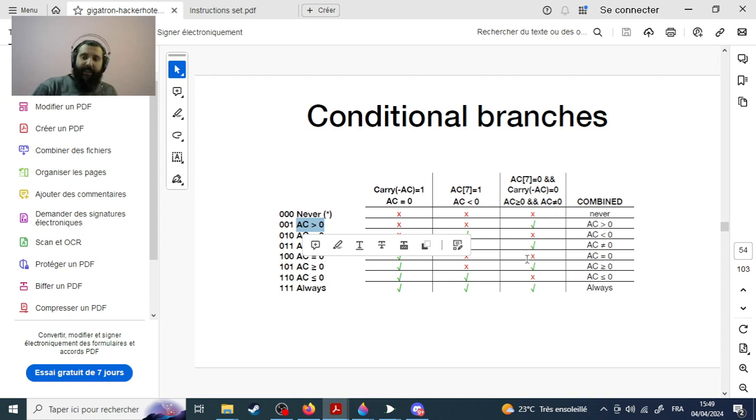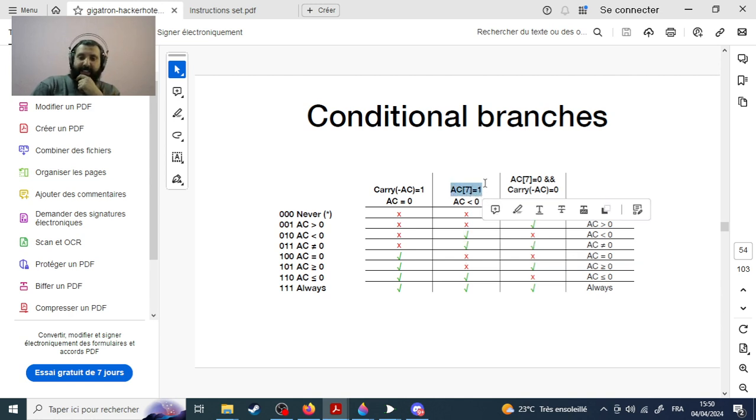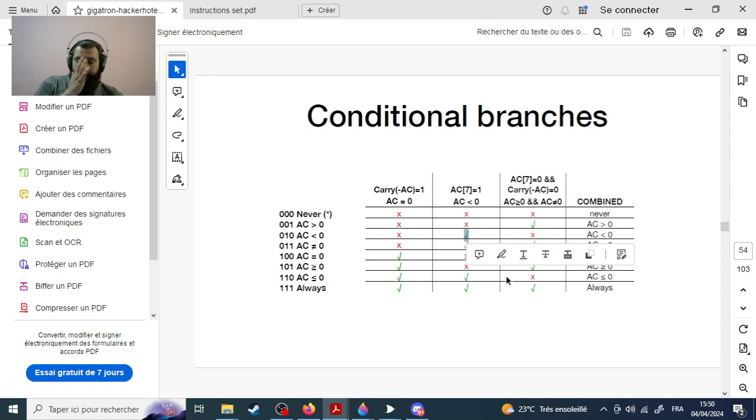Okay. Let's continue. We have to check AC less than zero. To get AC less than zero, it's very simple. We have to check only one bit. You have to check the IC. We have to check the sine bit. If the sine bit is equal to 1, that means that IC is less than 0.